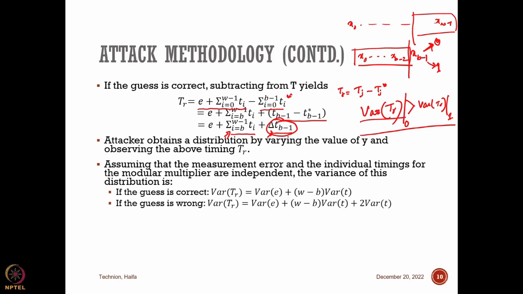So if you have a situation like this, what should your guess be? Should it be 0 or should it be 1? It should be 1, right? Because when you guessed 1, the variance diminished, so you are more certain. So you will vote for 1 in this case. But again, as I mentioned, this is a statistical attack, so you have to do it over a large number of observations and see whether the majority is voting towards 1 or towards 0. That way you can recover the b minus 1th bit.